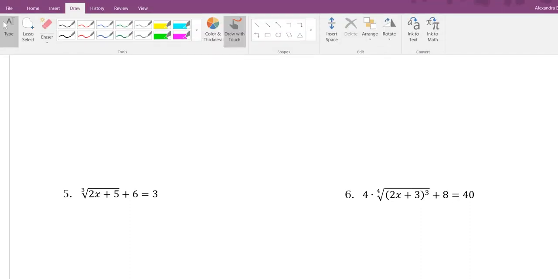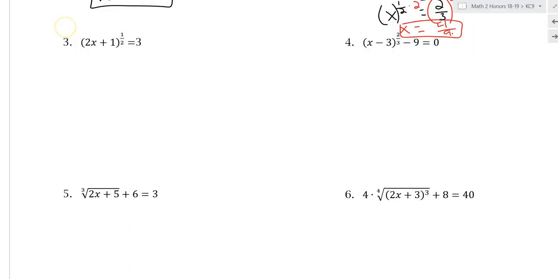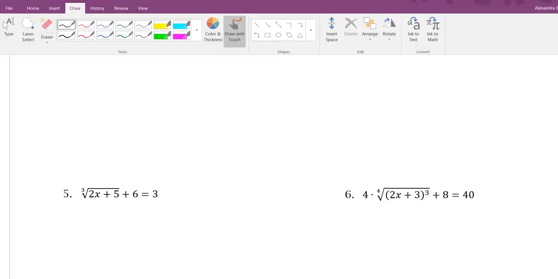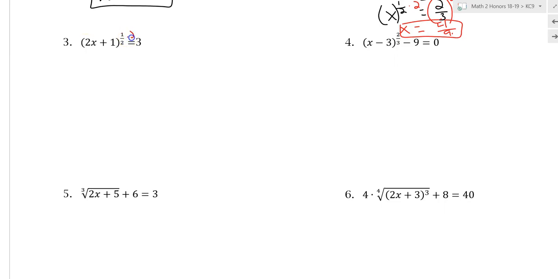Looking at number 3, 2x plus 1 to the 1/2 equals 3. This whole thing is being raised to that power, so right from here, I'm going to do my squared, right? 1/2 times 2 gets rid of that. So we have 2x plus 1 equals 3 squared is 9. So then we just solve.